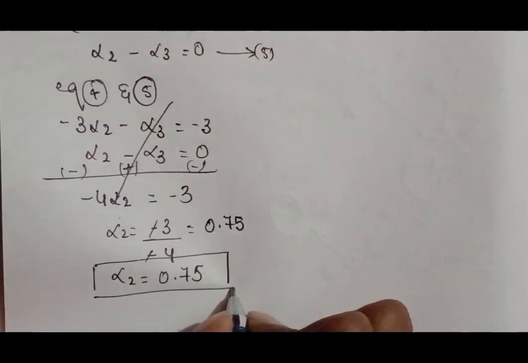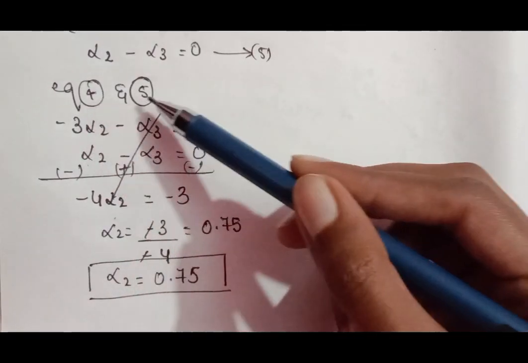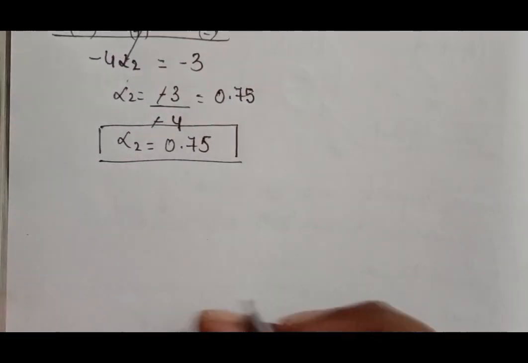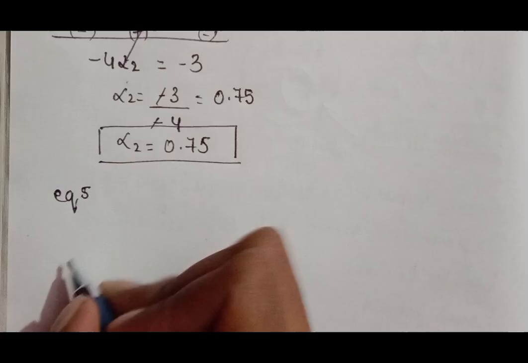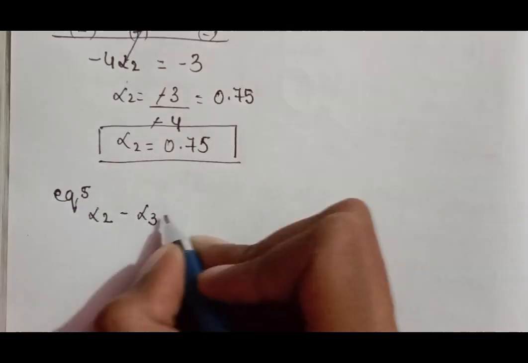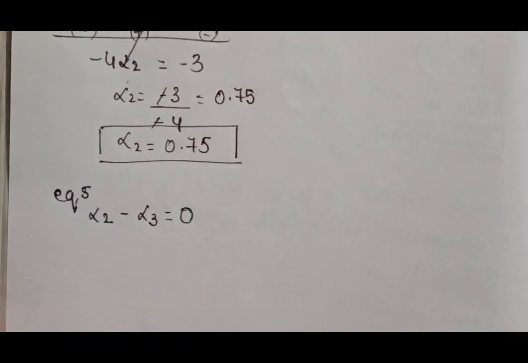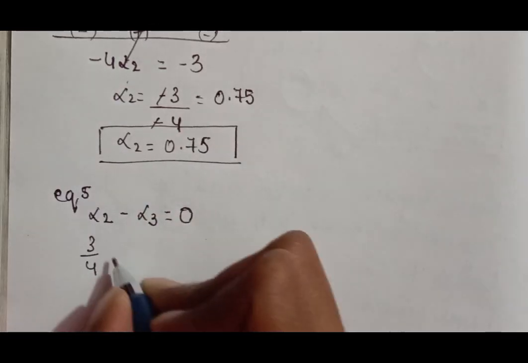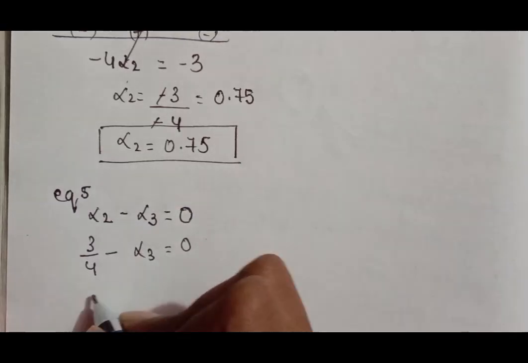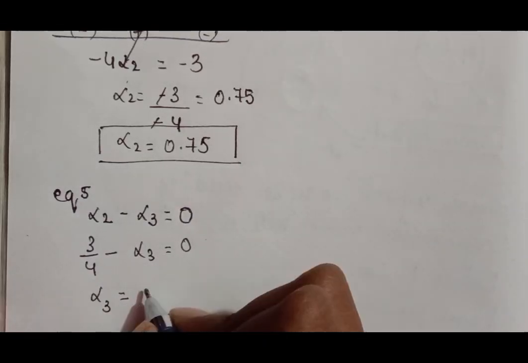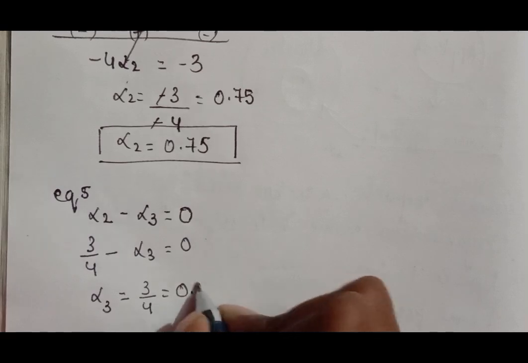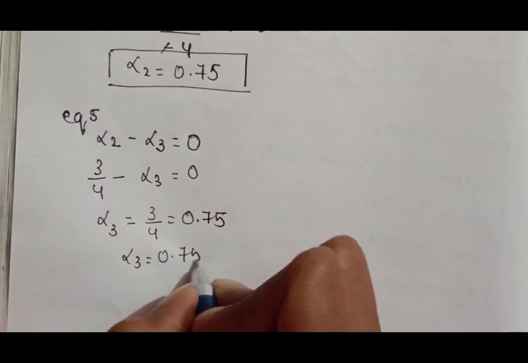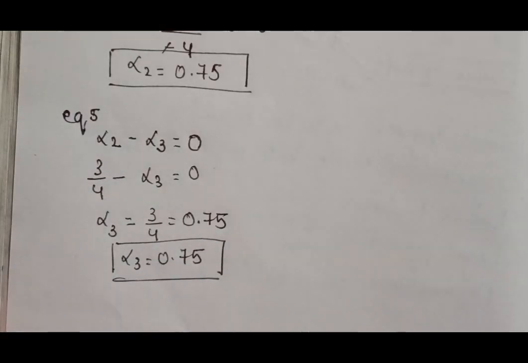To get the value of alpha 2, I have taken equations 4 and 5. Do you have any doubt till here? No. Next, now considering equation 5, that is alpha 2 minus alpha 3 equals 0. Fine. So alpha 2 value is 3 by 4. 3 by 4 minus alpha 3 equals 0. So keep it on the left side, alpha 3 equals 3 by 4. Again we get 0.75 as a value for alpha 3. So alpha 3 value is nothing but 0.75.